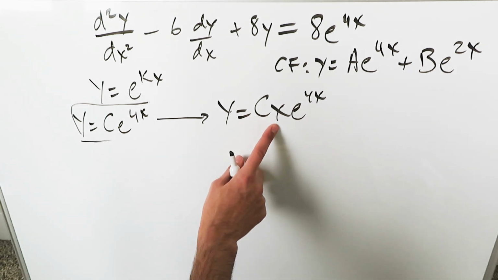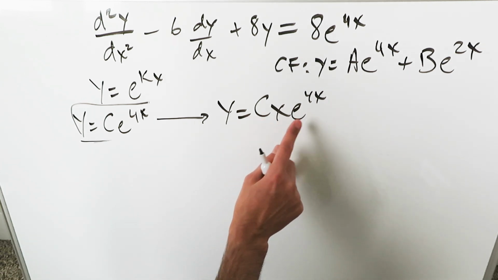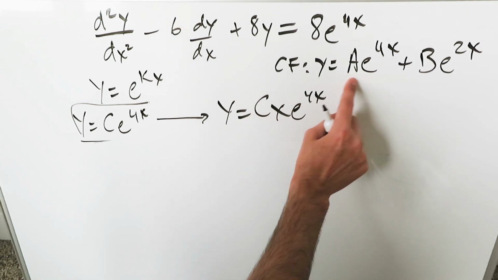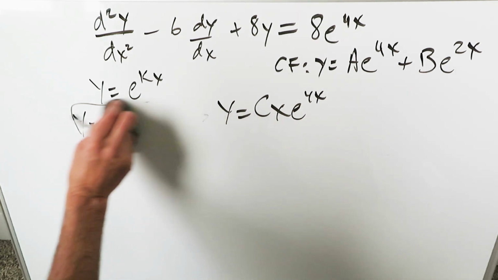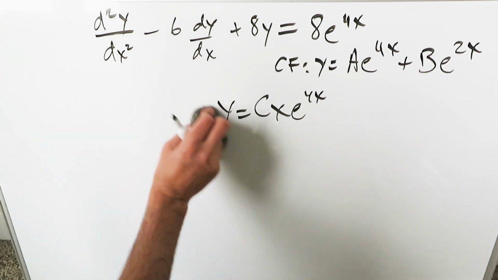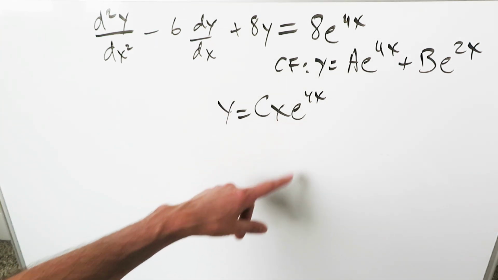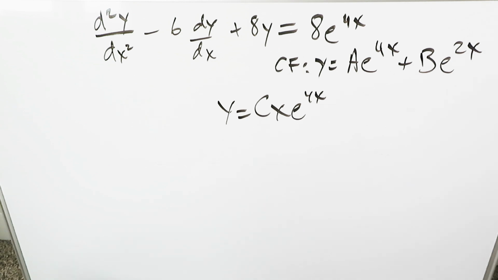So now this is what I'm using. You can say cx e to the 4x, or you can say a x e to the 4x, but it no longer looks like that. So that's what we're using. But now keep in mind, something has happened as a result of this. We have a product of functions. So when we do the derivative determinations, we have to run through the product rule.